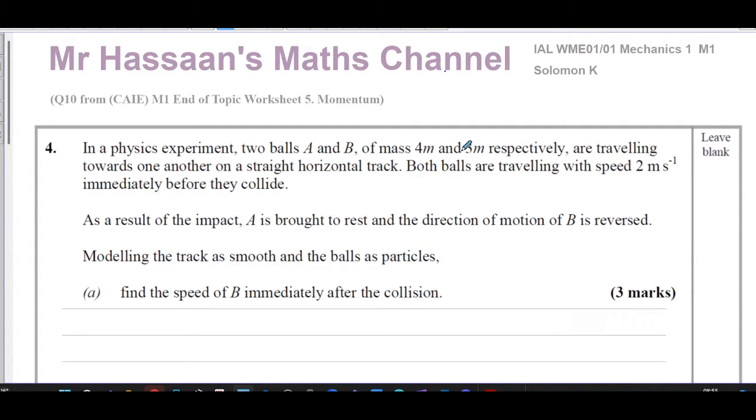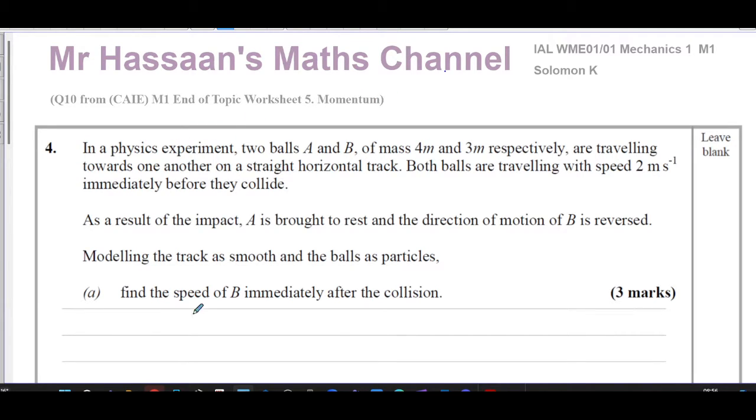Mr. Hassan's Maths channel. I'm now answering a question from a Solomon collection. This is Solomon K, the Mechanics M1 collection. And this question is one I've included in my end-of-topic worksheet for Cambridge Mechanics 1, worksheet number 5, which is about momentum.